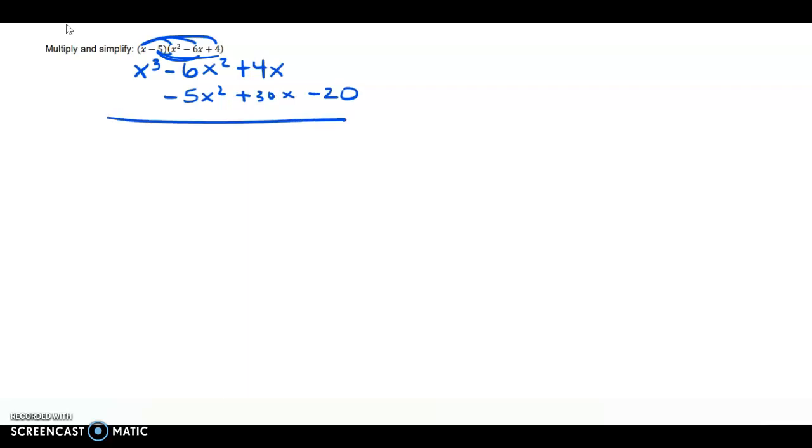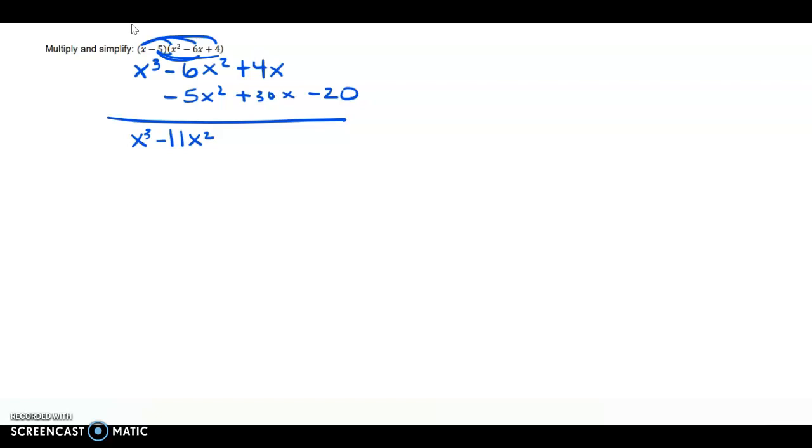What I like about this is that I can add the terms together really easily. I can see which ones line up. So negative 6 plus a negative 5, I'll get a negative 11, still x squared, because we're just counting up how many x squareds we have.